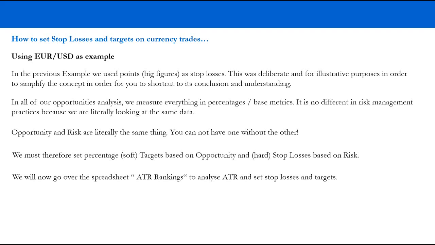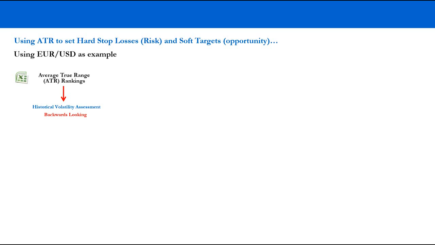So we essentially have a plan when we're entering the trade, deploying capital, and this position becomes a real position in the portfolio. So if you go to the download section, we have an updated version of the ATR average true range rankings spreadsheet, where we have an example in there for euro dollar.